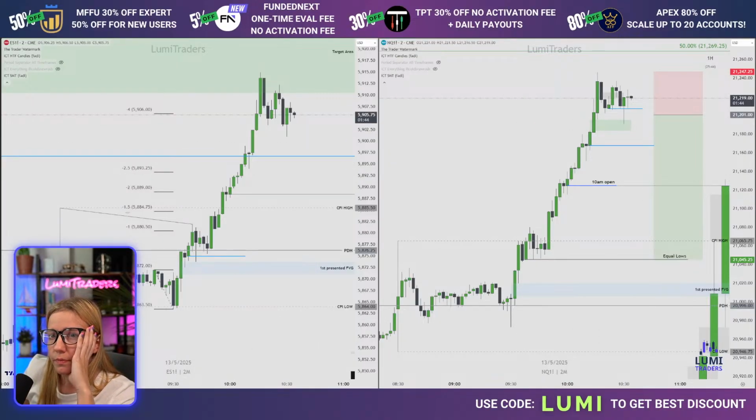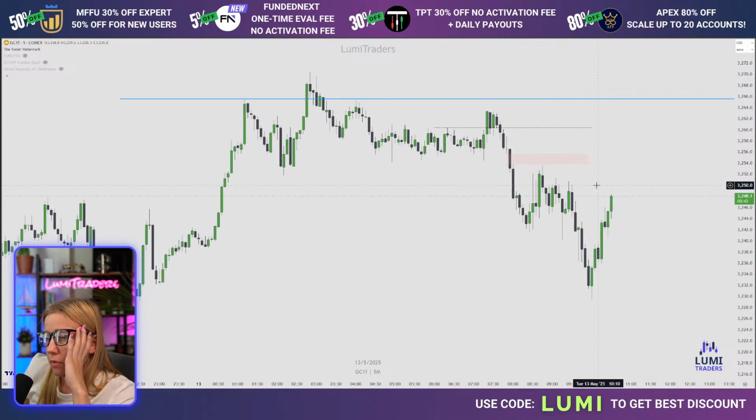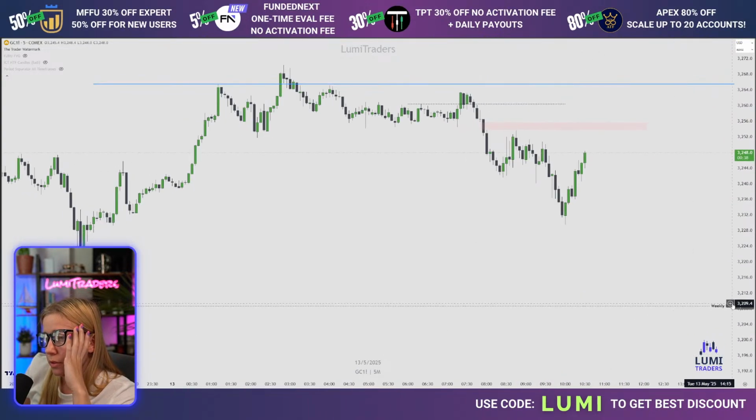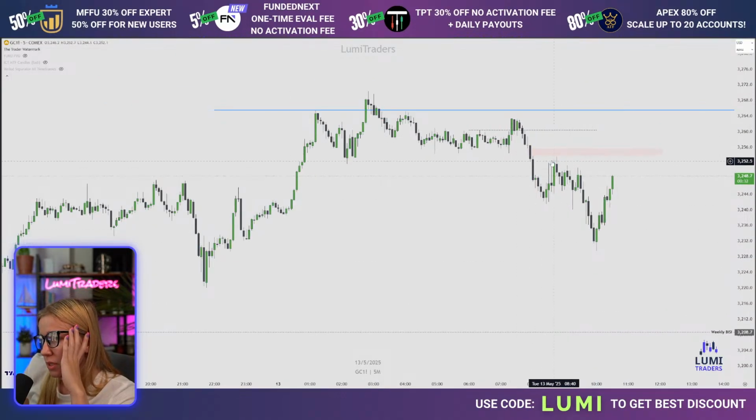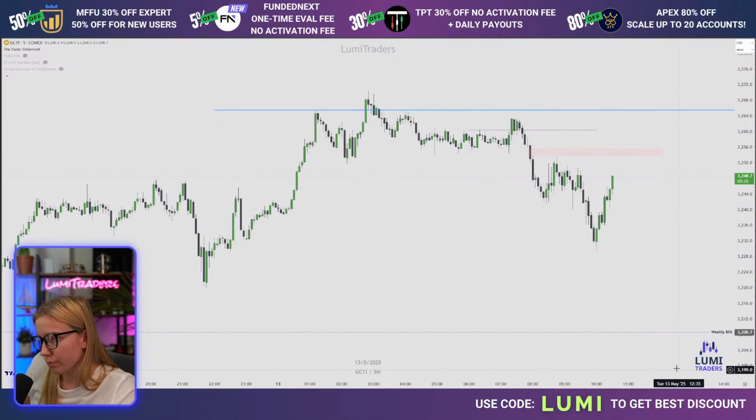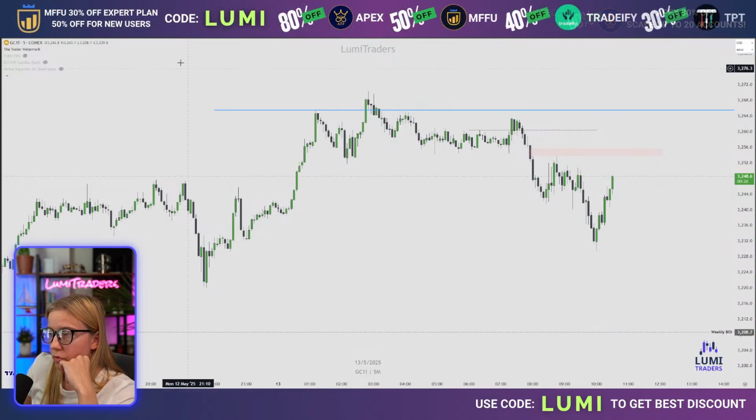Yes, on gold, I'm watching how we can respect this 5-minute fair value gap to aim for 3208 equal lows. If we respect this, not order block, fair value gap, it should probably be short to weekly fair value gap.